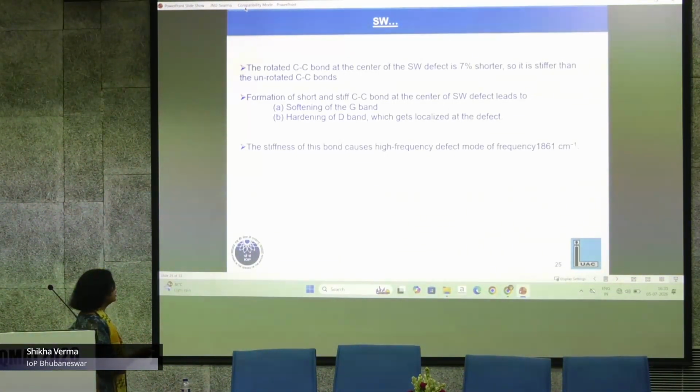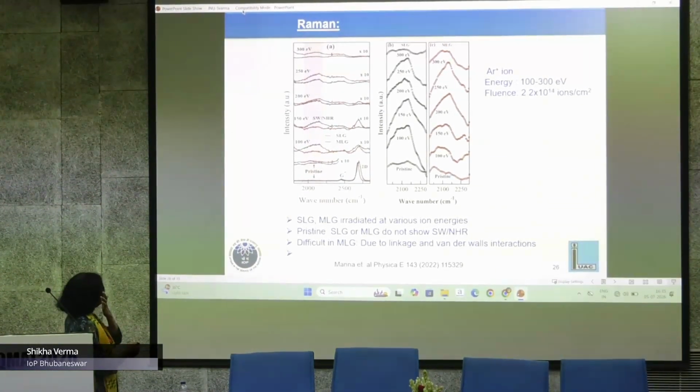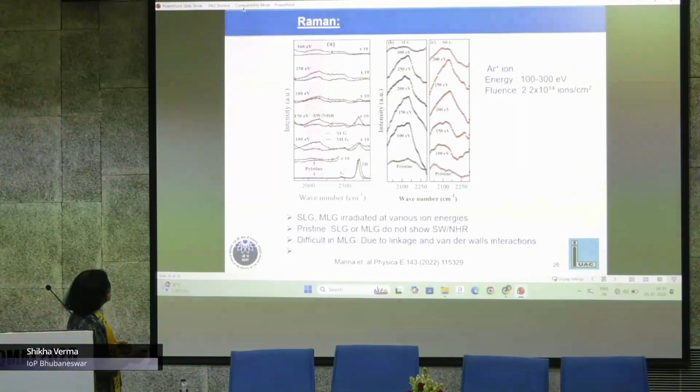So one can check all these things, and what we have seen in the Raman is that the pristine doesn't show this mode, of course, but as we irradiate, at a little more than 2000 wave number, you see these modes, and these are due to the Stone-Wales defect, or they can also be non-hexagonal rings which are leading to these kinds of defects. One can enlarge it and see.